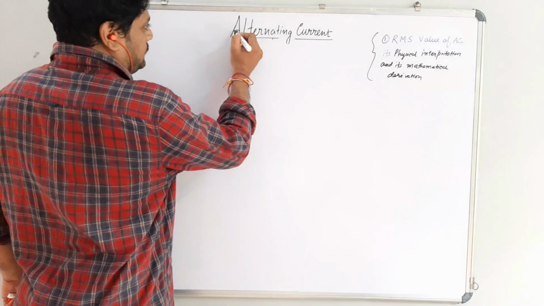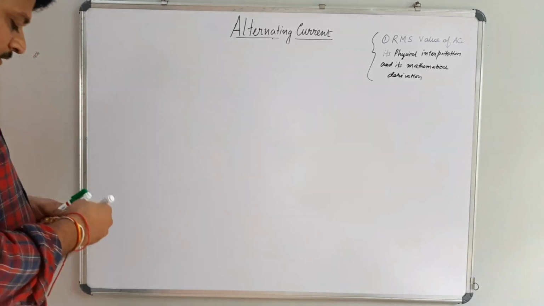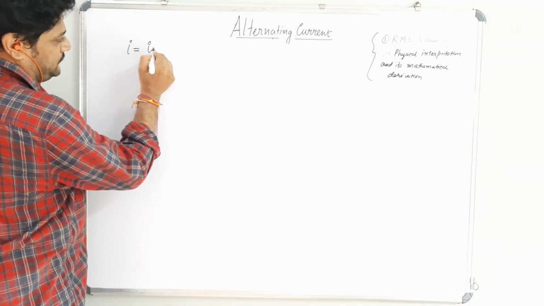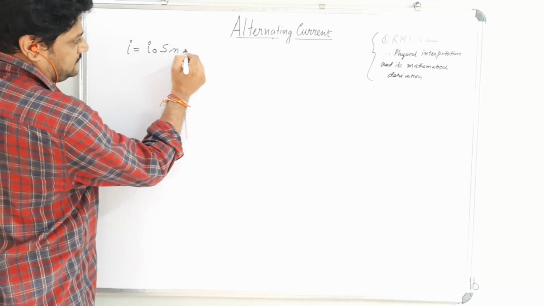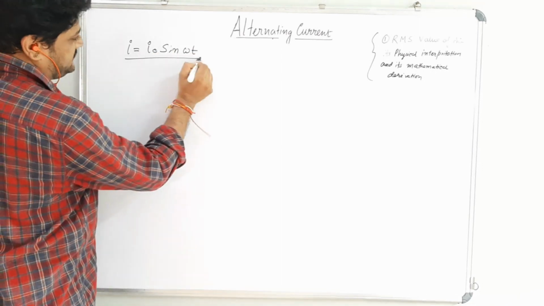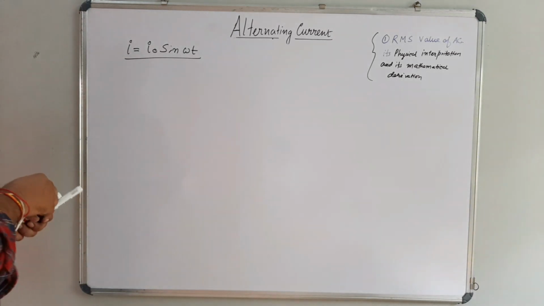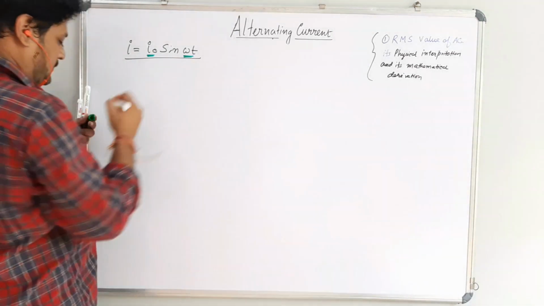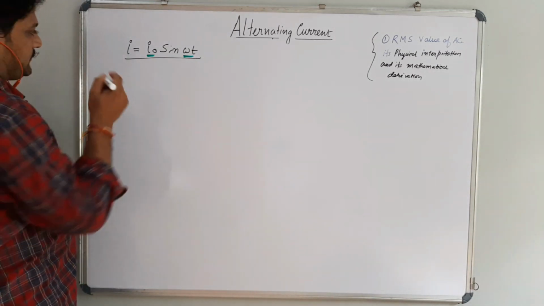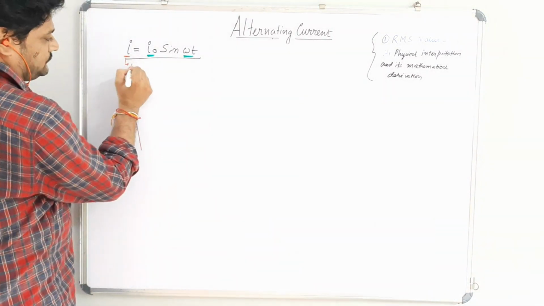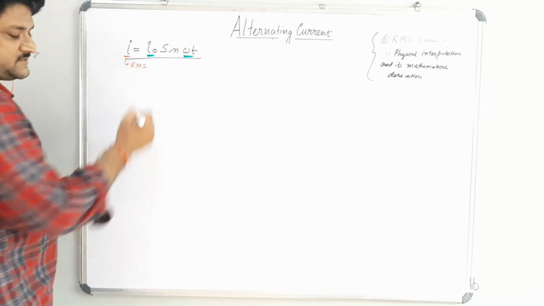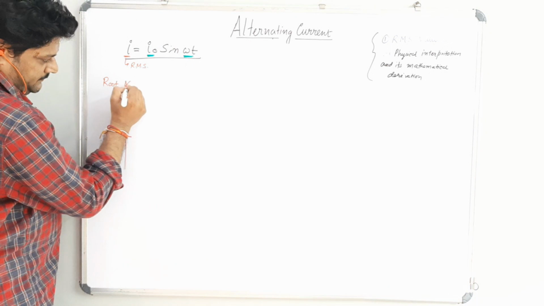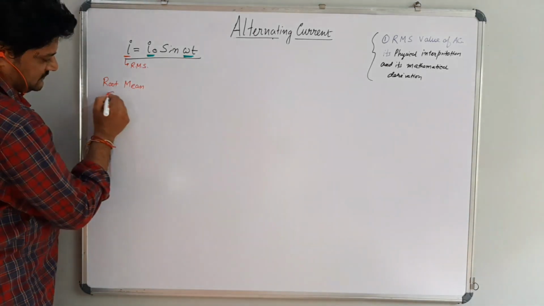Before we start, what is the RMS value? I have already told that I = I naught sin omega t. This is an expression for an alternating quantity. Here this is the maximum value or peak value, and this is the phase. What is the RMS value? This one is the RMS value. What does RMS stand for? Root mean square.